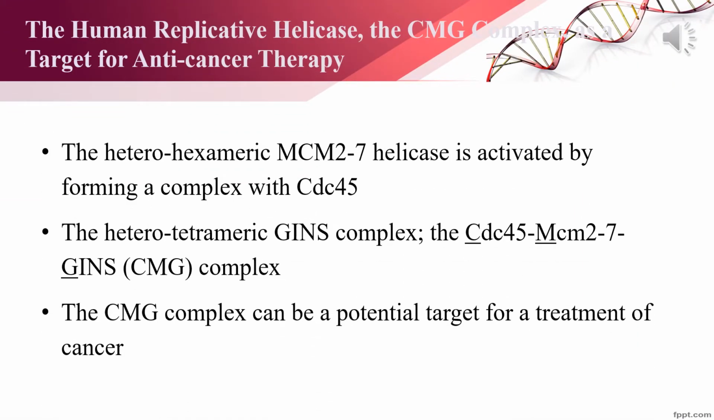What is the CMG complex? It is a multi-subunit protein that functions as a replicative helicase. This complex is made up of the assembly of two subcomplexes and one protein. The protein is heterohexameric MCM2-7, while the subcomplexes are CDC45 and GINS. Assembly of all three forms the CMG complex. Since it is a human replicative helicase, it is a potential target for cancer therapy.